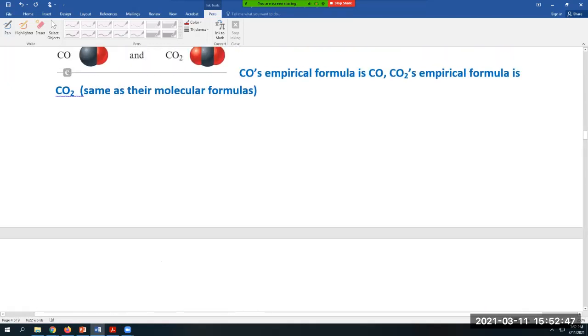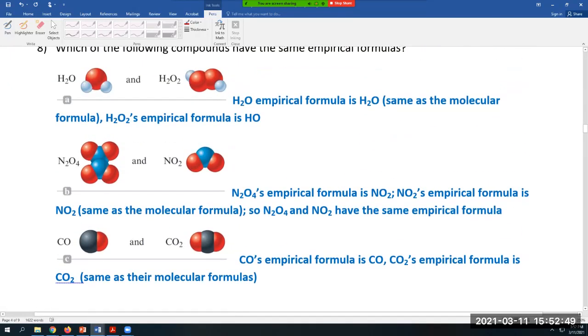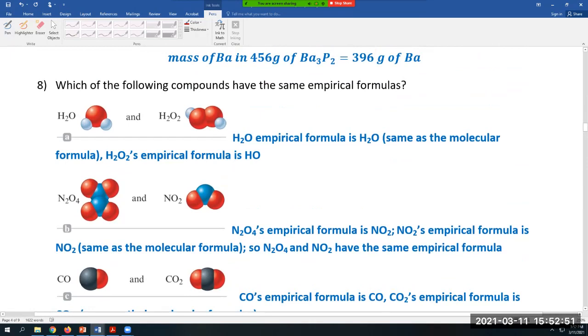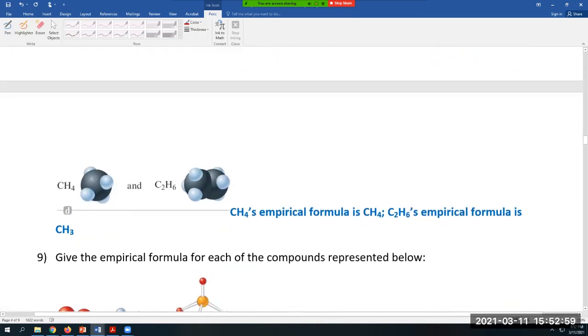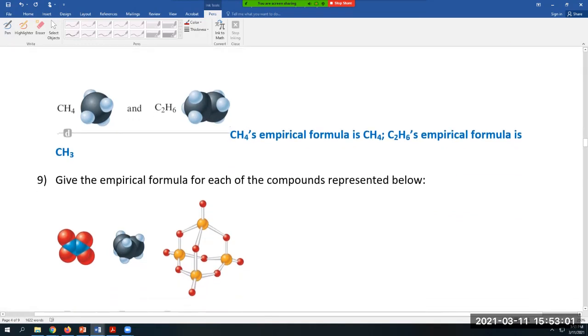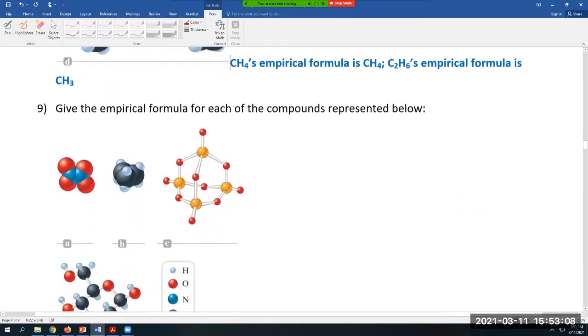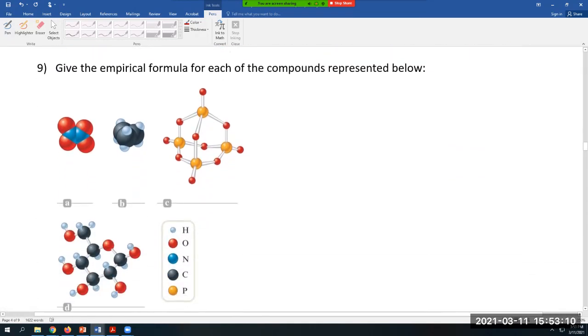So they do not have the same empirical formula. So out of all of these, only N2O4 and NO2 had the same empirical formula. So that answers question 8. Give the empirical formula for each of the compounds represented below. That's question 9. And we have different models here.